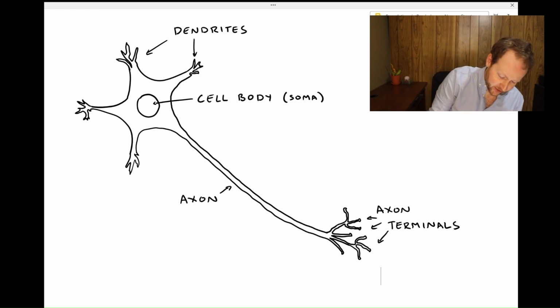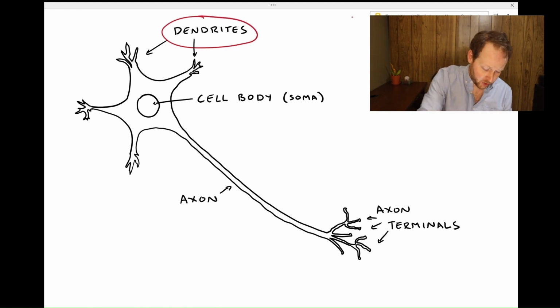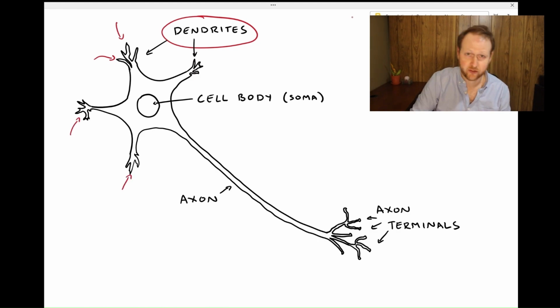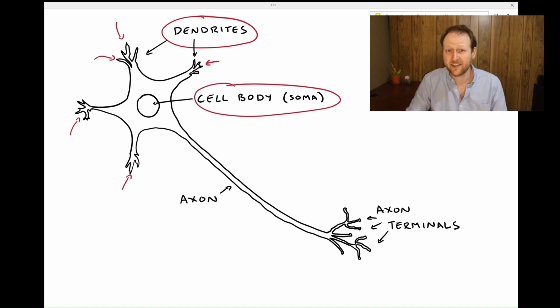Now the dendrites receive incoming information from other neurons. So information from other neurons gets caught up in these branch-like projections called the dendrites. They're essentially the ears of the cell. So the neuron hears information from other neurons using its dendrites. We also have what's called the cell body, or sometimes called the soma, and this is just the nucleus of the cell. It's where all the genetic material is stored.